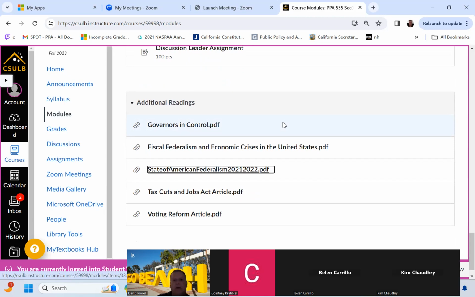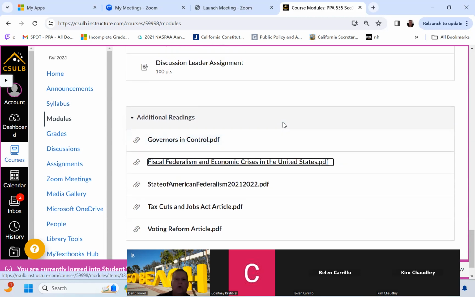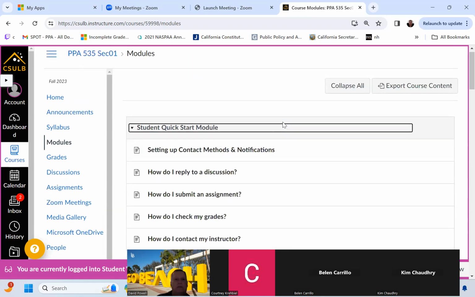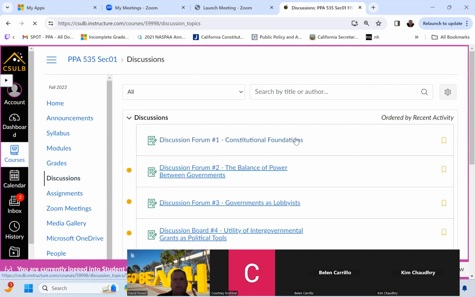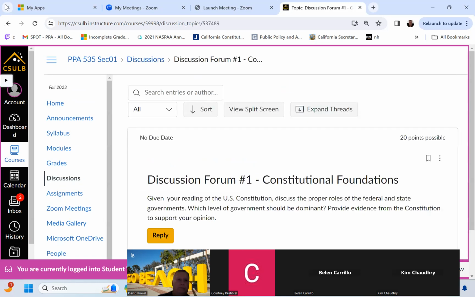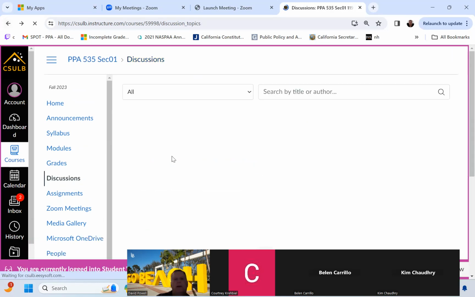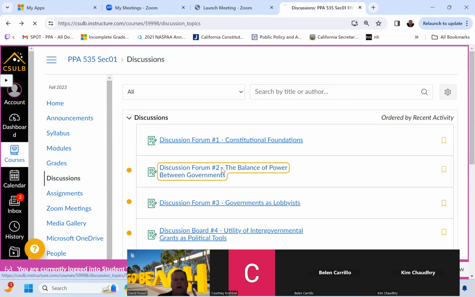Tax Cuts and Jobs Act article, and the voting reform article. So those are additional articles you can select from, either to lead a discussion on or to use to write your critiques. Let me quickly just show you all of our discussions so you can see them all in advance. We already looked at number 1, which it went there anyway. Here's number 2, the balance of power between governments.